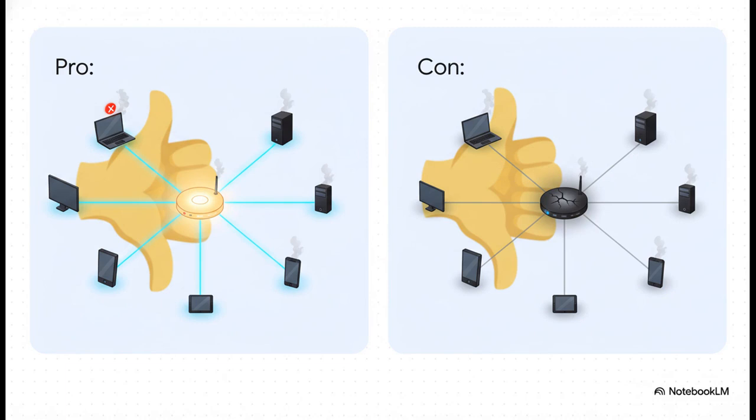Now, this STAR layout has a really clear trade-off. The good news is, if one of your devices, like your laptop, just dies, no big deal. The rest of the network doesn't even notice. But, and this is a big but, if that central hub goes down, poof, the whole network is toast. It is a massive single point of failure.